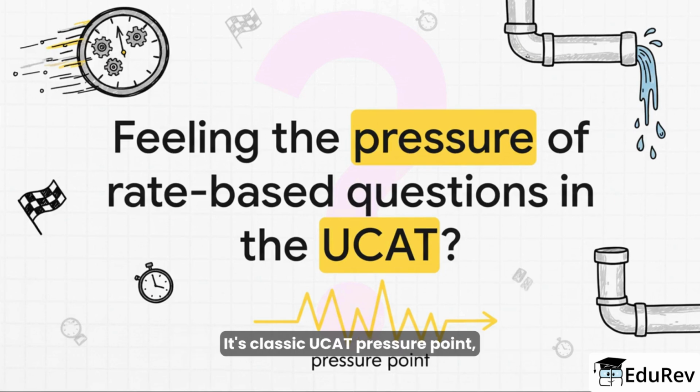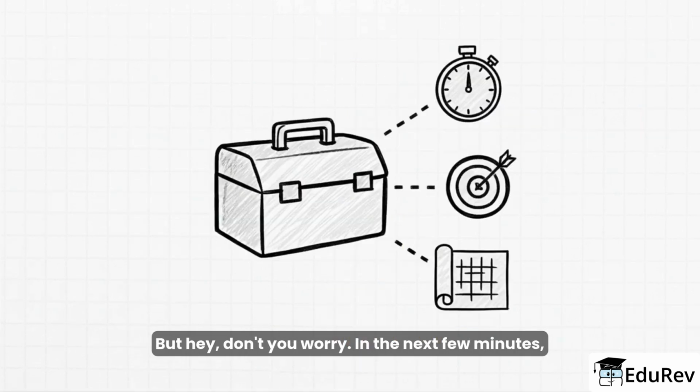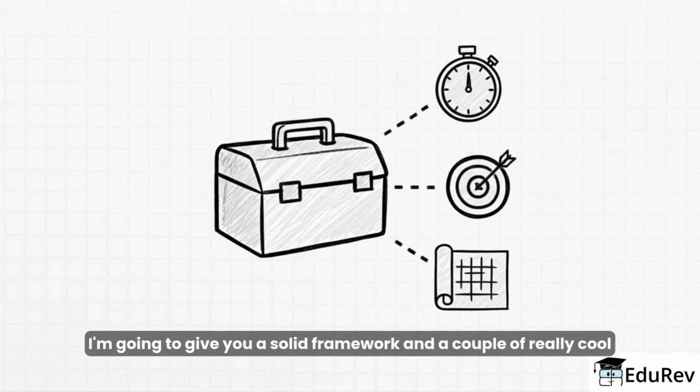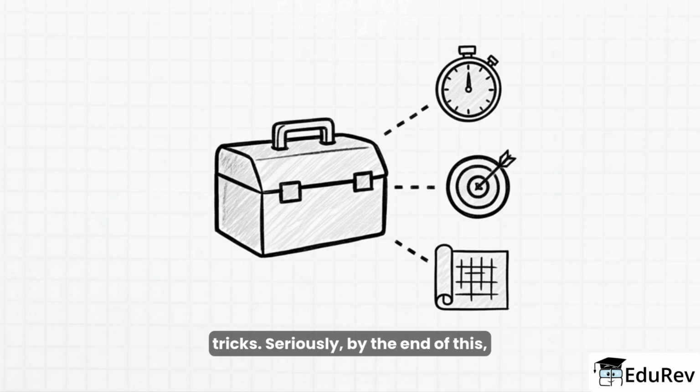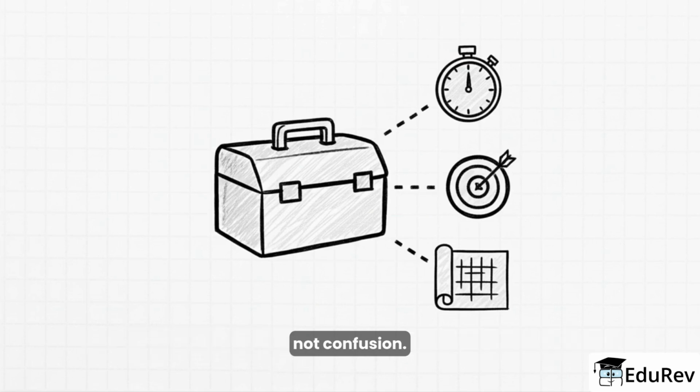It's a classic UCAT pressure point, and they really use it to test how fast and accurate you are. But hey, don't you worry. In the next few minutes, I'm going to give you a solid framework and a couple of really cool tricks. Seriously, by the end of this, you'll be looking at these questions with total confidence, not confusion.